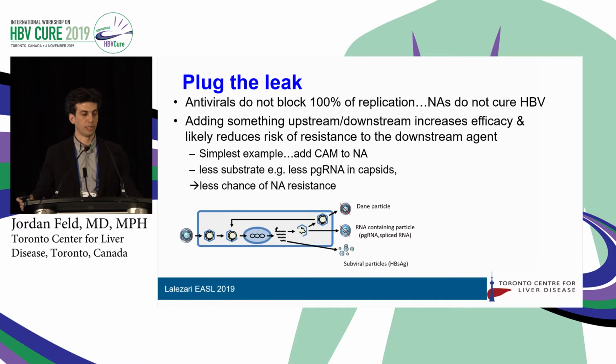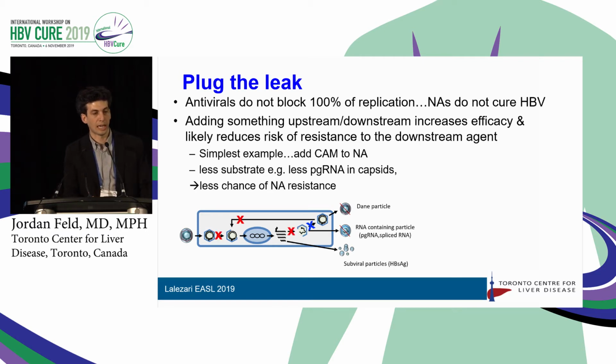You have less substrate, less pregenomic RNA getting into capsid, so you have less chance of NUC resistance, as well as Rich mentioned. For capsid resistance, if you start with suppressed patients, there's just less probability of resistance occurring. So this is very simple: the NUCs work very far downstream, and if you add in a capsid, it's upstream, so the effect further downstream is going to be augmented over either one of those approaches alone.